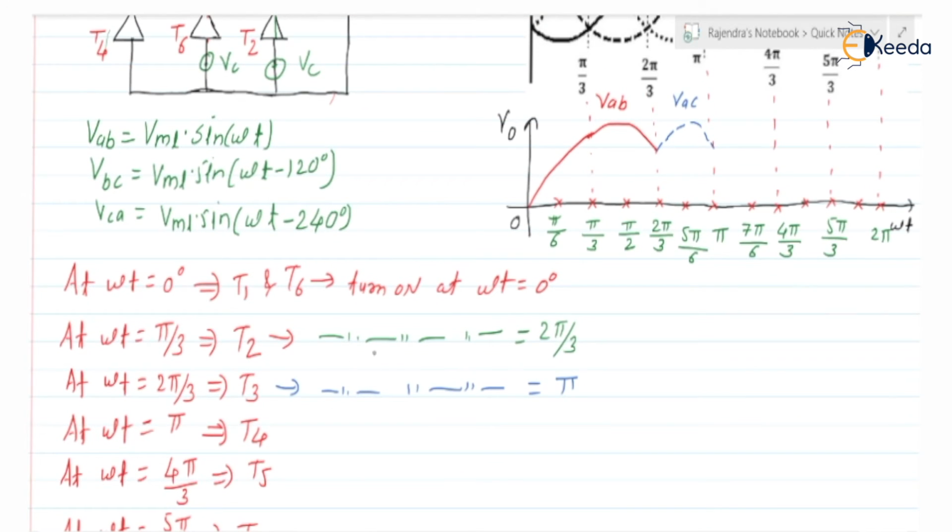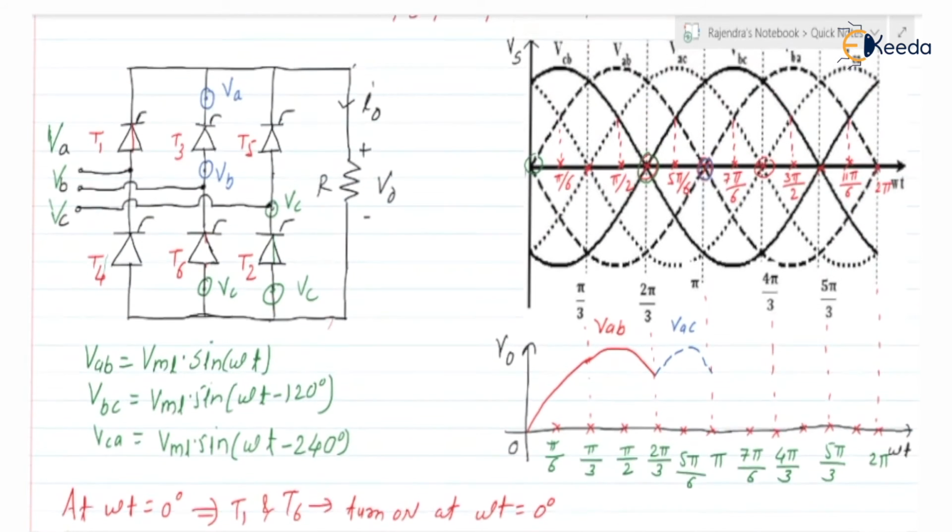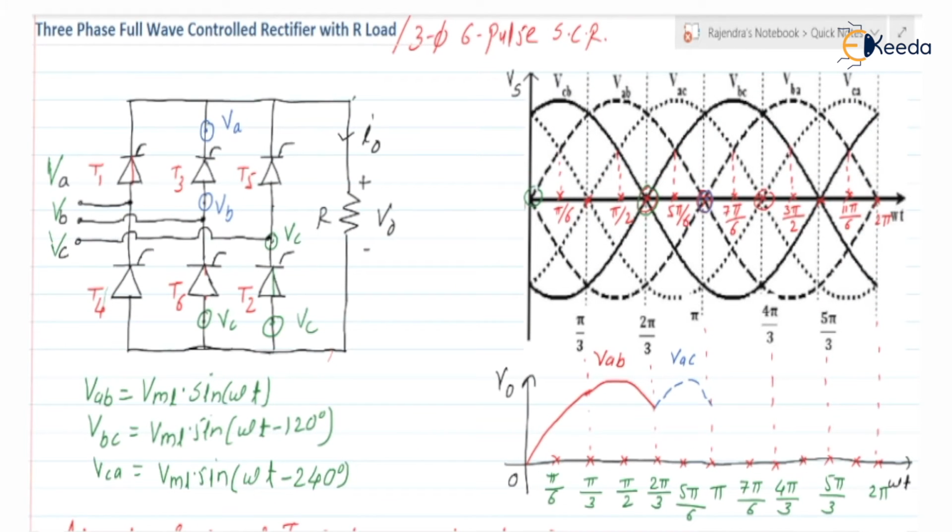At pi thyristor T3 is turning on. So when thyristor T3 turns on at omega t equal to pi, what will happen? This T3 is acting as a short circuit, so this voltage is VB, and here this voltage should be VB.